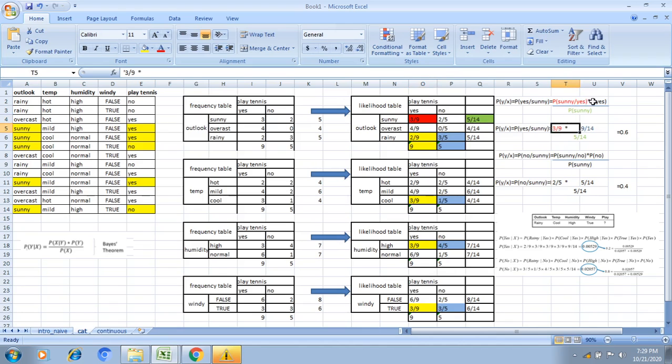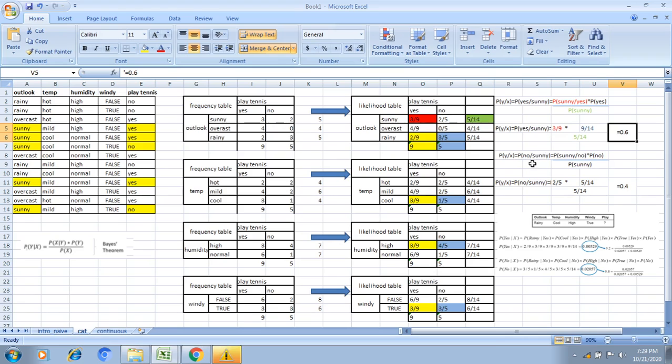The second one, probability of yes. How many yes? 9 yes out of 14. That's why 9 divided by 14, divided by probability of sunny. How many sunny do we have? 5, so 5 divided by 14. I just calculated all three terms from our likelihood table. See here, the first term and the second term, this 9 by 14. Why? Because we have 9 yes out of 14 in total, and sunny, we already know, is 5 divided by 14. I know how to calculate the posterior probability. Then I got 0.6 for the probability of yes given sunny.